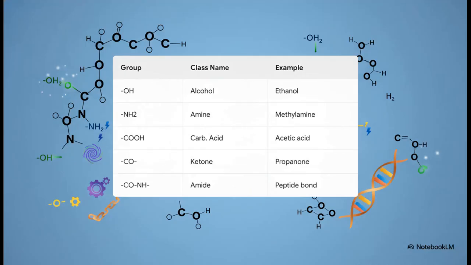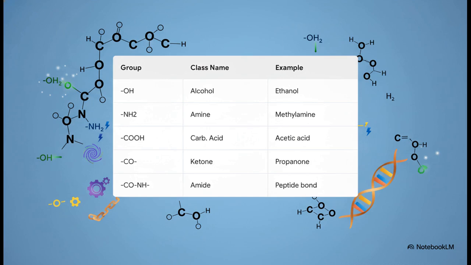But of course, things get more interesting because we don't just have carbon and hydrogen. If you swap out even one hydrogen for a specific group of atoms, which we call a functional group, you totally change the molecule's identity. Slap an OH group on there, it becomes an alcohol, like ethanol. Swap in an NH2, now you've got an amine. And take a look at the amide down at the bottom. That highly specific carbon-oxygen-nitrogen connection is exactly what forms the peptide bonds that link amino acids together to build the proteins in your own body.